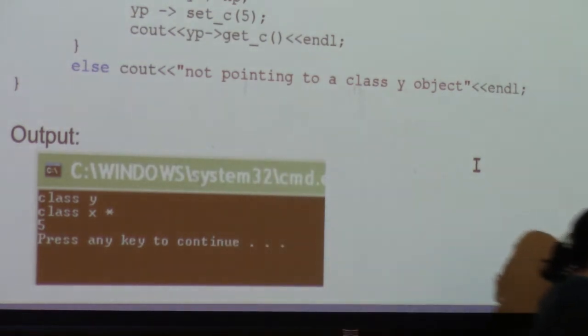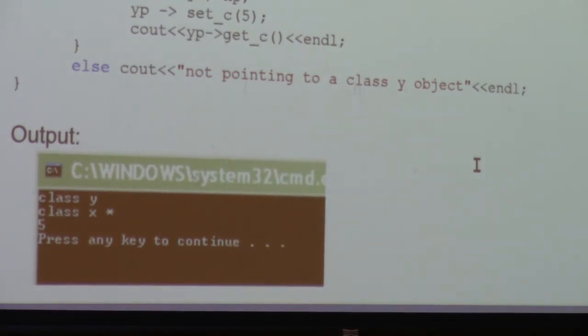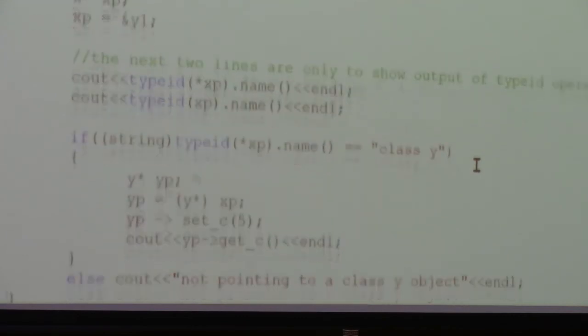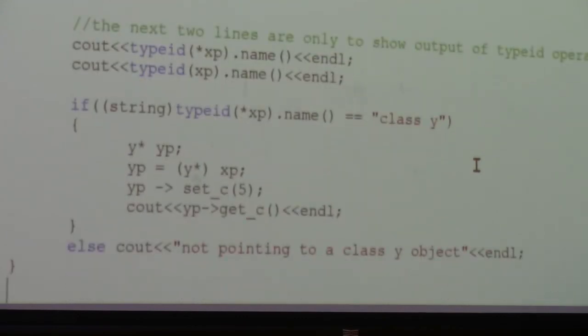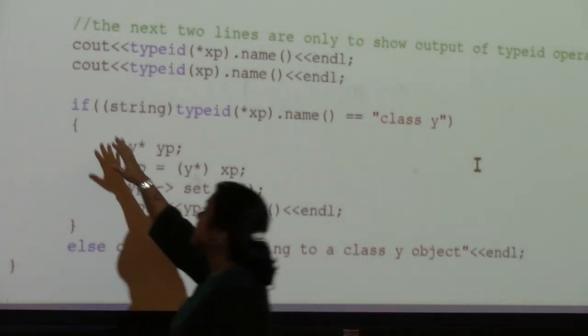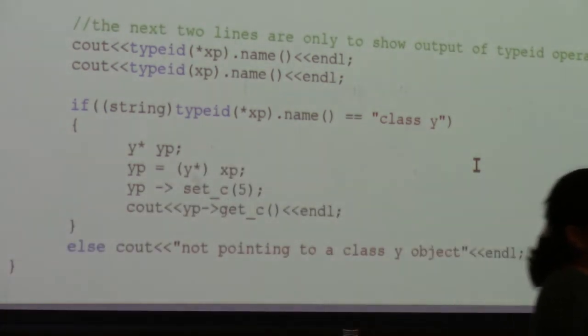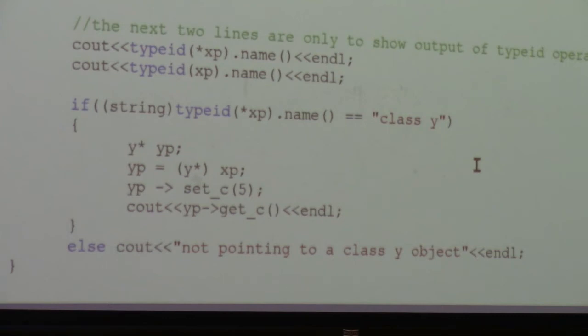Now comes the solution part. Okay, so I want to call the getC method. I cannot call it directly using the xp pointer because it's a base class pointer. So what do I do? The solution is similar in both techniques. In typeid, we check the type of the object, and confirm that, and declare a pointer of that kind of class and call the method.